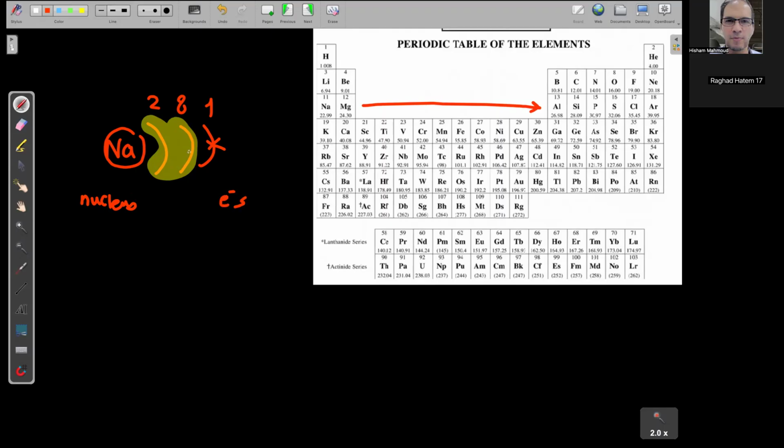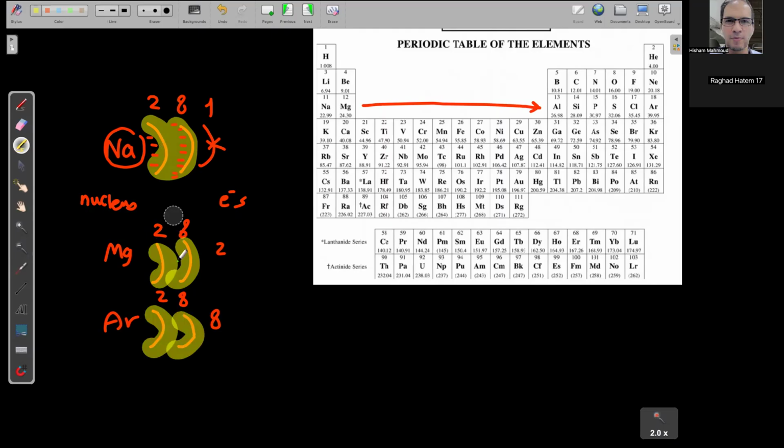What does the shielding do? It makes a layer that makes it difficult for the attraction to happen. Why? Because there are too many electrons here, right? Negative, negative, negative, negative, causing repulsion, making the attraction less. Okay, what about magnesium? It's still 2 and 8, no difference, right? What about aluminum? What about even argon? The shielding in the same period does not change. In the same period, it's always 10 electrons, 10 electrons, 10 electrons, 10 electrons. It did not change, so there is no effect.